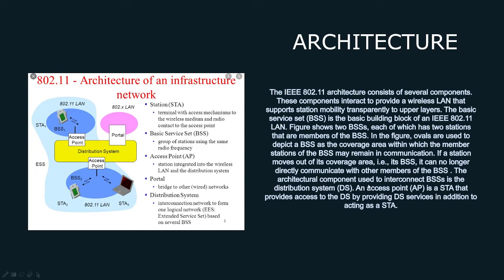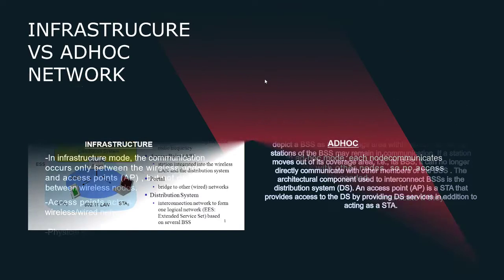The architectural component used to interconnect BSSs is the distribution system. It's a distribution system, as you can see here. An access point, AP, is a STA, which is the station that provides access to the DS by providing DS services in addition to acting as a station. Moving on to the next slide.